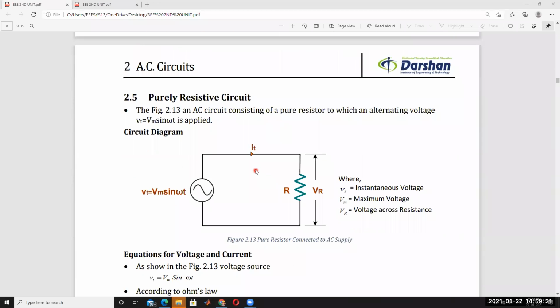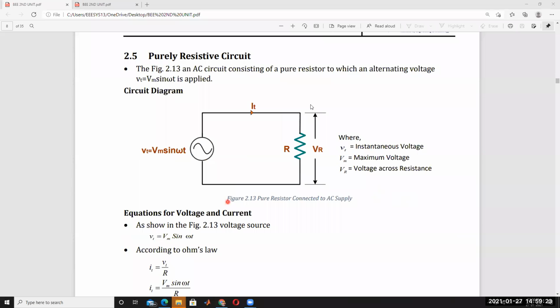Opposite. Then, purely resistive circuit. The figure shows an AC circuit consisting of a pure resistor to which the alternating voltage V of t is equal to Vm sin omega t is applied. Let us draw the circuit. V of t is equal to Vm sin omega t. This is called the supply source, the AC source. Then I of t is the current flowing into the circuit.